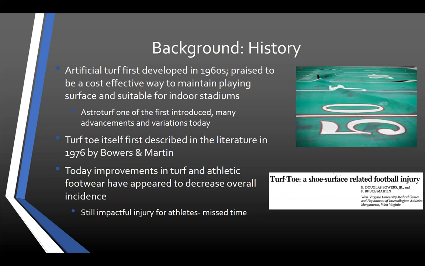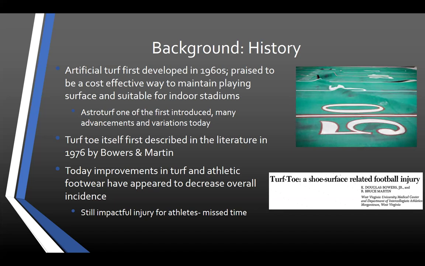So AstroTurf was the first big commercial variant that was introduced, and was named as such as it was placed in the Astrodome in Texas. Since then, there have been many generations and iterations advancing the technology of artificial turf. But the turf toe injury itself, which is a hyperdorsiflexion injury of the first metatarsal joint, was first described in the literature in 1976 by Dr. Bowers and Martin down at the University of West Virginia.